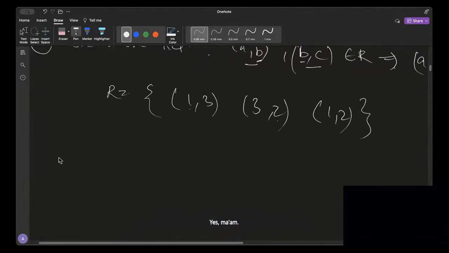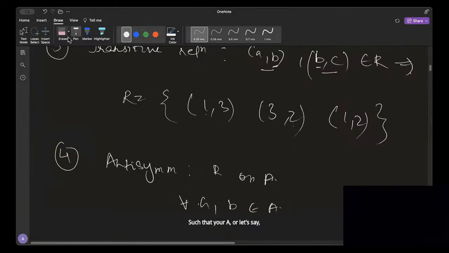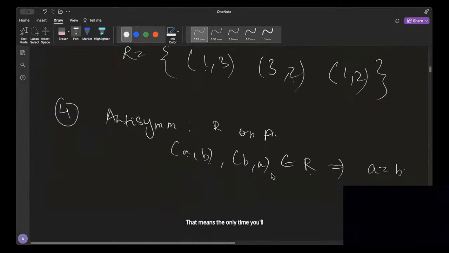Ma'am, the anti-symmetric one. Let's say you have R on A and you have a, b belonging to A. Let me write it more precisely. This says that if (a, b) and (b, a) are both in R, or equivalently, under R, a is related to b and b is related to a, then this should mean that a and b are the same. That's your anti-symmetric relation. That means the only time you'll have both is when they are the same.